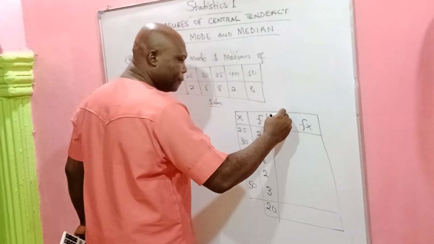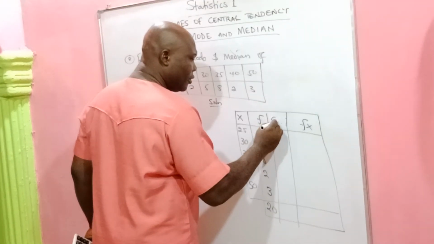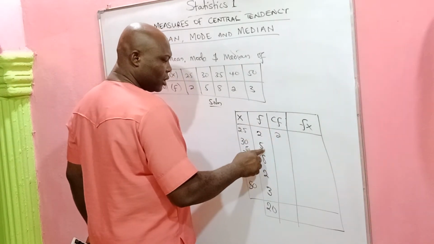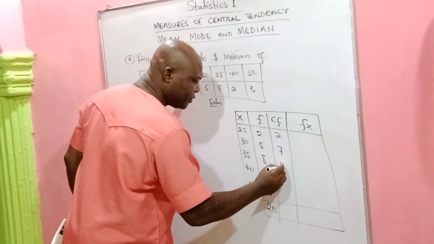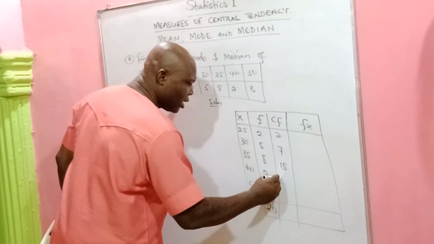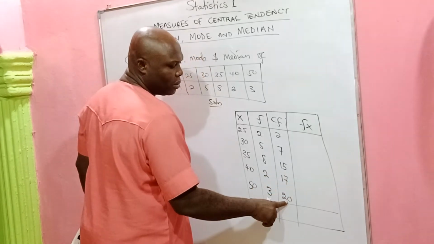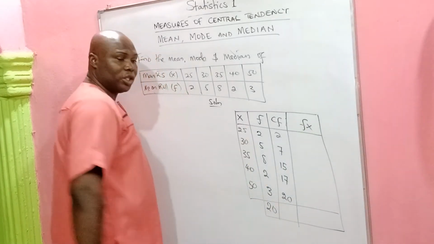Cumulative frequency. Our cumulative frequency will start with 2, then 2 plus 5 gives us 7, 7 plus 8 gives us 15, 15 plus 2 is 17. 17 plus 3, that's 20. And the last cumulative frequency will always be the same thing as the sum of the frequency, which is 20.